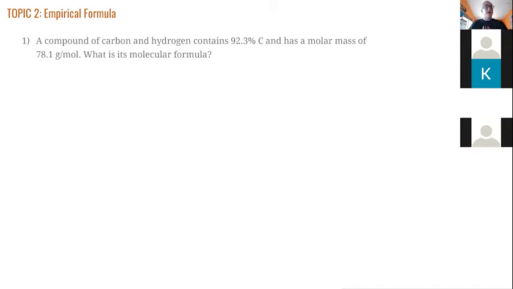So here we have a compound of carbon and hydrogen. What will we call that kind of compound? A hydrocarbon? Hydrocarbon, exactly. If it's only got carbon and hydrogen, that is indeed what we would call it. And we're given the information that it is 92.3% carbon and has a molar mass of 78.1 grams per mole. Why do we need to know what the molar mass is to come up with the molecular formula?